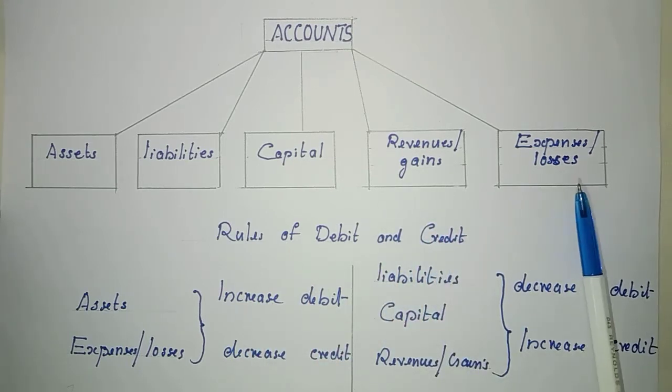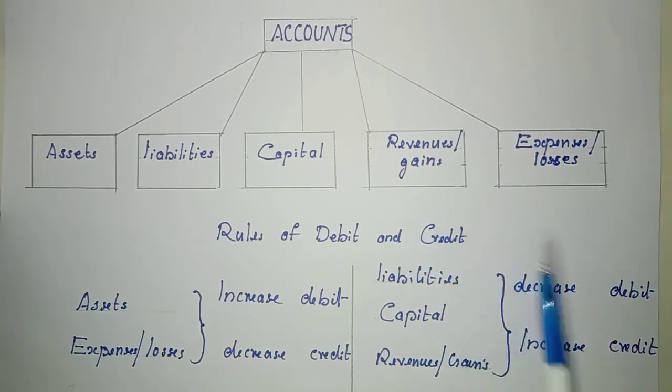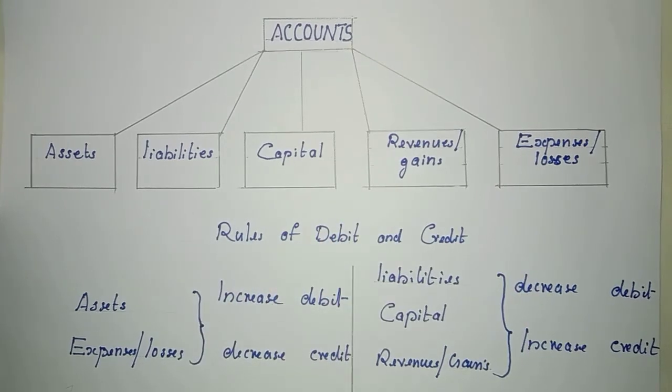And the last one is expenses or losses. Expenses are the cost incurred to earn these revenues, like salary paid, wages paid, rent paid are all expenses. Okay, these are the different types of accounts.